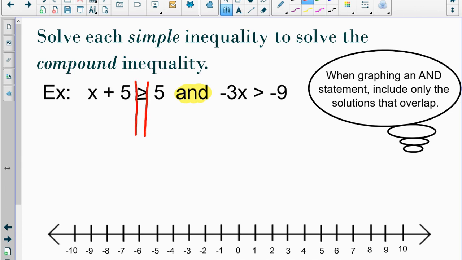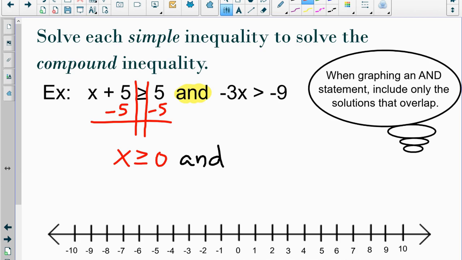So in the first inequality, I have x plus 5. To get x by itself, I'm going to take away 5 from each side. That's going to leave me with x is greater than or equal to 0. I want to make sure that I include the word "and" in my solution. And now I solve the second inequality in my compound inequality: negative 3x is greater than negative 9.